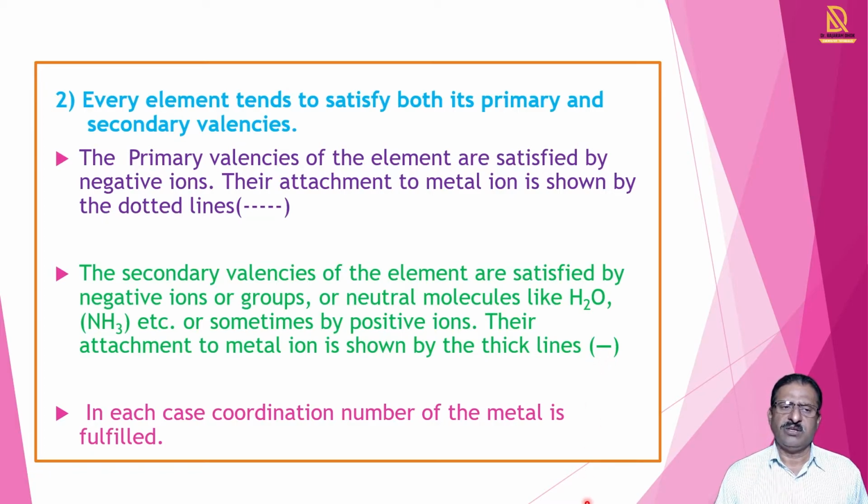So in this way, when primary valency and secondary valency are attached with the metal, the secondary valency is shown by the thick line, while the primary valency is shown by dotted lines because it is indirectly attached. So both valencies are fulfilled by the coordination complexes, and they are attached in such numbers to that metal.